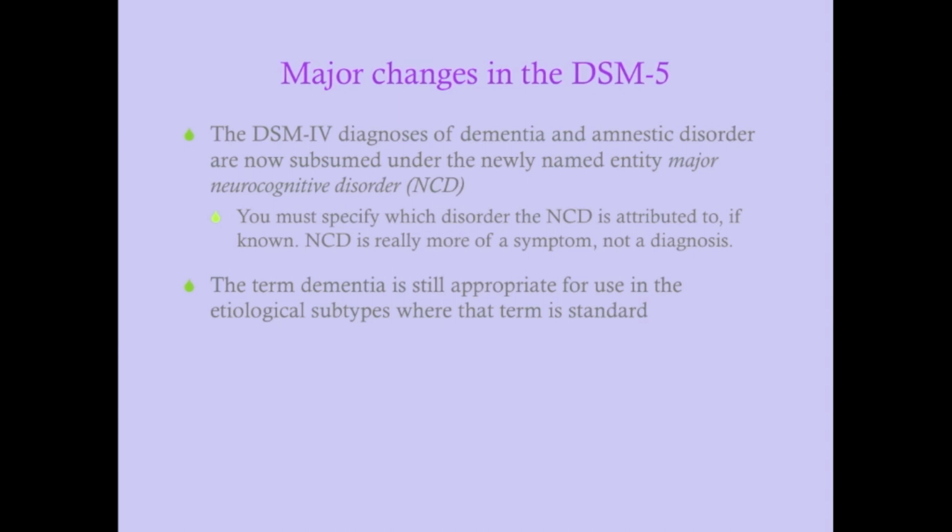The neurocognitive disorder will be a manifestation, but it's really the cause that you want to know, because the way we treat Lewy body dementia can differ from the way we treat Huntington's disease, and differs from the way we treat Alzheimer's, and so forth. The term dementia, even though it is not a specific diagnosis itself, is still an appropriate term to use in the realm of the etiological subtypes where that term is standard. So, for instance, it is perfectly appropriate to still refer to it as Alzheimer's dementia, even though we no longer diagnose dementia per se, we diagnose it as neurocognitive disorder.